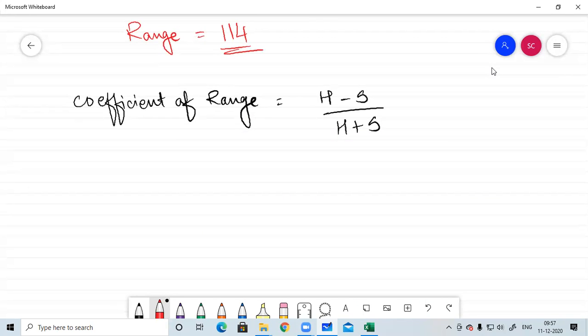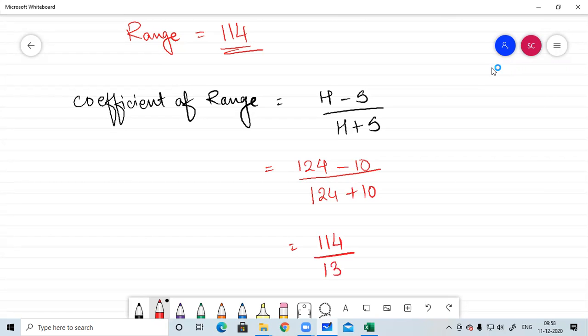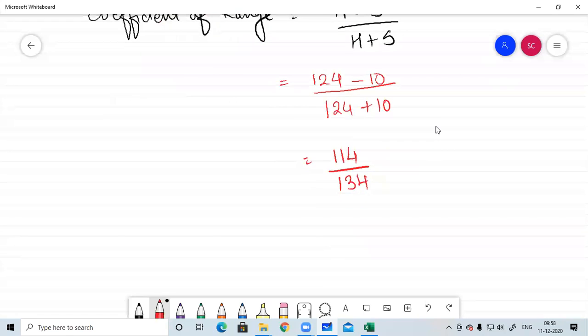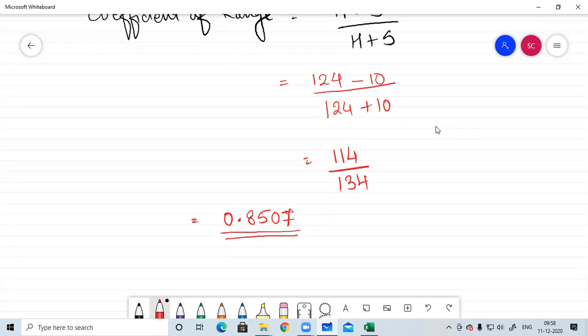Okay. So our answer here: the highest observation in this case was 124 minus 10 divided by 124 plus 10. And now you can directly do it on your calculator. Or if you want to write one more step, you can write 114 divided by 134. The answer comes to 0.8507. Write it to 4 decimal places. 0.8507. Are we clear with this? Yes, sir.